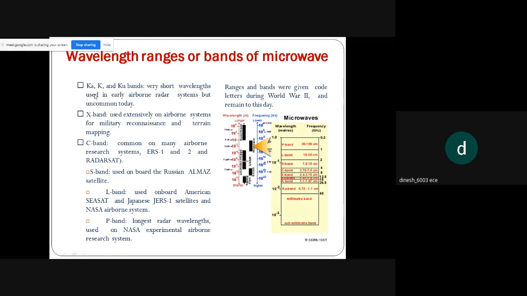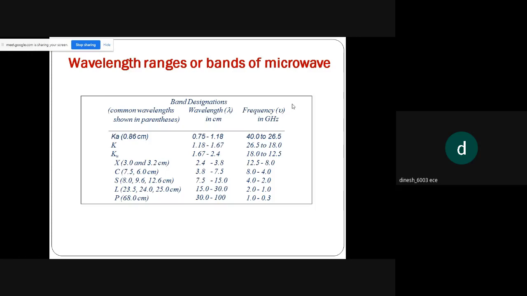These K band and Ku band letter designations were given during the Second World War. So these are the band designations.